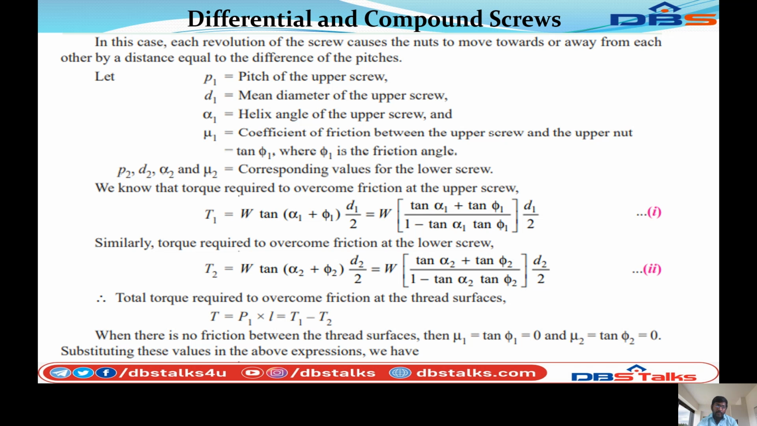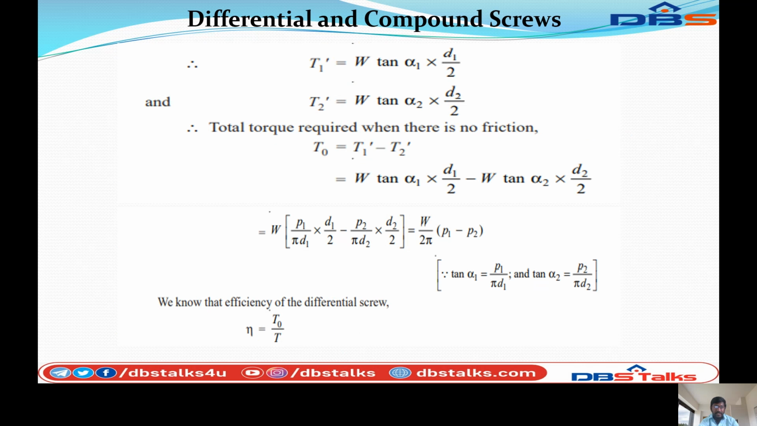Therefore, the total torque required to overcome friction at the thread surface, total torque T, is equal to P1 into L, that is equal to T1 minus T2. When there is no friction between the threaded surfaces, then mu1 is equal to tan phi 1, that is equal to 0, and mu2 is equal to tan phi 2 equal to 0. Substituting these values in the above expression, we have T1 dash equal to W tan alpha 1 into D1 by 2, and T2 dash equal to W tan alpha 2 into D2 by 2.